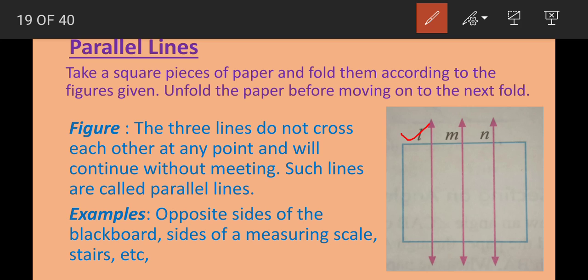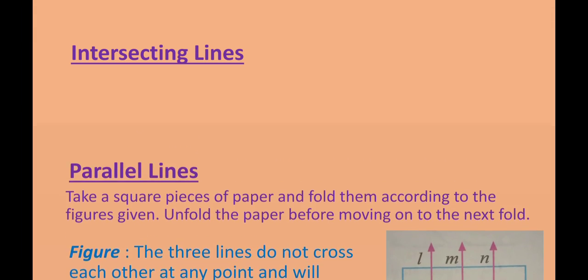If we compare L and M, both are parallel lines. Similarly, if we compare M with N, they are also parallel lines. Or you can compare L with N also. In all these cases, you will get parallel lines. Next one, the third one is intersecting lines.